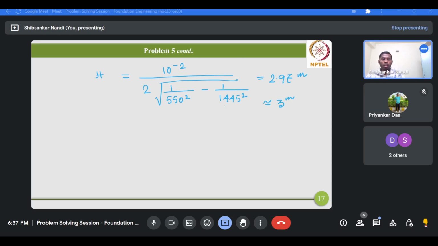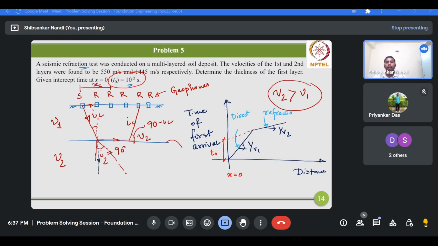This is the way by which we can determine the thickness of the upper layer, and similarly we can extrapolate this concept for multiple layers also. For that we need to know the velocities of all the layers. Right now we are dealing with a 2-layer soil deposit, so we have 2 velocities, for layer 1 and layer 2, and we can determine the thickness of the upper layer only. Now we have already addressed problem 5, so we have determined the thickness of the first layer.